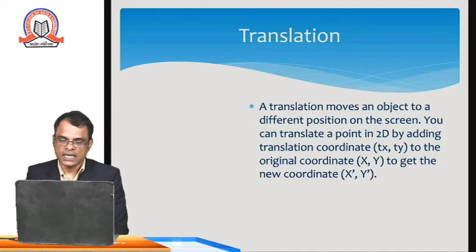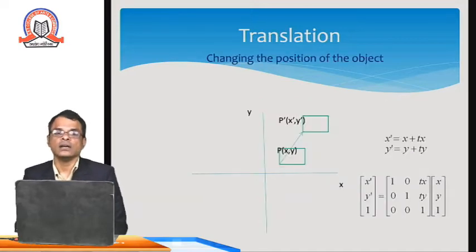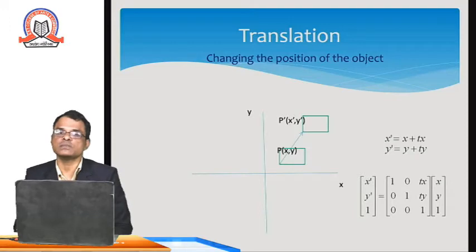For understanding it better, see this. My original point is at P(x, y) and it moves from P(x, y) to the new position P dash, which is x dash and y dash. So how is this happening? I have written over here x dash is equal to x plus tx. Tx is the factor with which the translation is occurring. Y dash is equal to y plus ty.